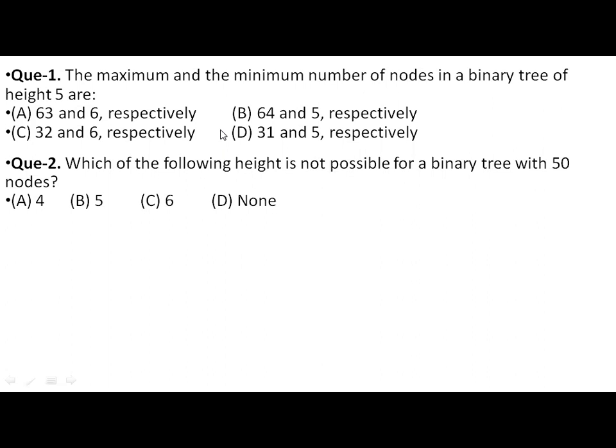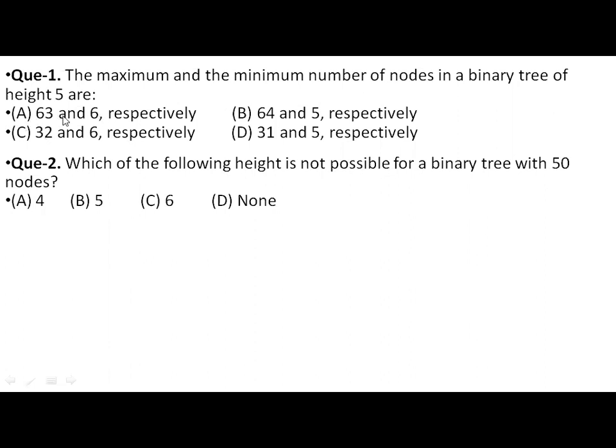Correct, correct. Okay. And sometimes to confuse you, they will also write 6 and 63, respectively. Option A is 63 and 6. Option C is, for example, 6 and 63. But you should see the order in which he is asking. First maximum, then followed by minimum is being asked. That's why you should choose the correct option here.